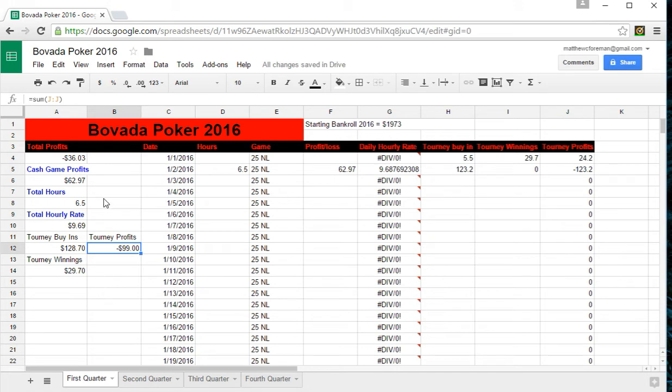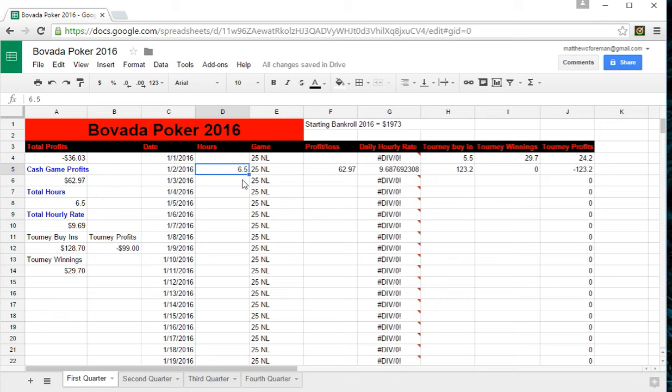Let's go over to the cash games. Yesterday, January 1st, I did not play any cash games. Even though I did play roughly 2 hours in that tournament, I want to keep my hourly rate for cash games separate, so I didn't enter anything in the hours field yesterday. Today I played 6.5 hours total. I always play 25 no limit. I may at some point move up this year. I really have to see how I feel, but I'm pretty comfortable playing these limits.